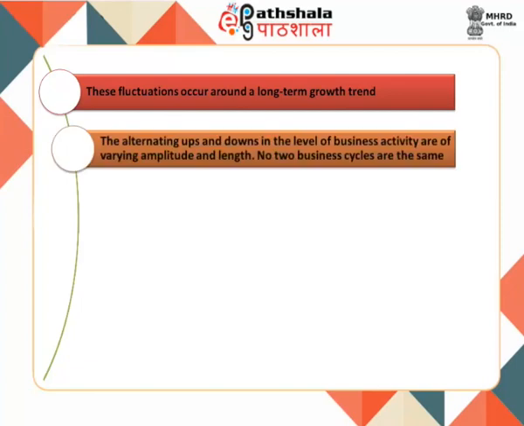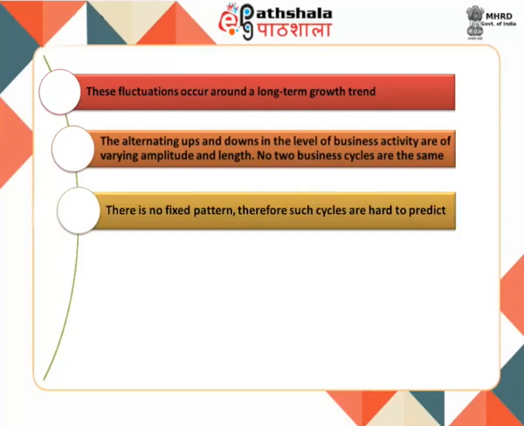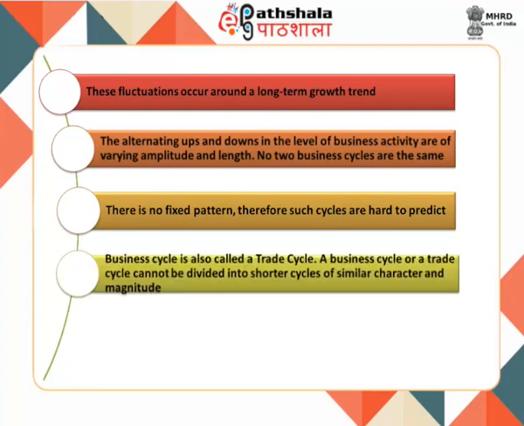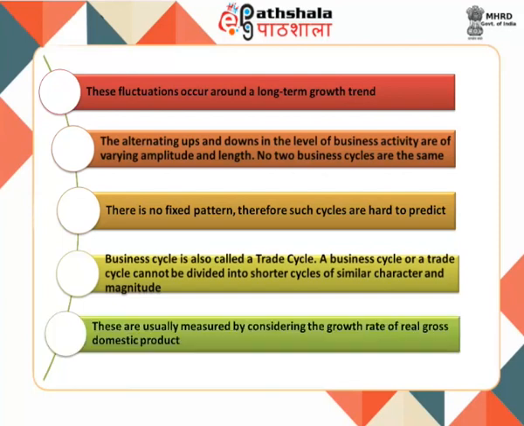The alternating ups and downs in the level of business activity are of varying amplitude and length. No two business cycles are the same. There is no fixed pattern, and therefore such cycles are hard to predict. Business cycle is also called a trade cycle. A business cycle or a trade cycle cannot be divided into shorter cycles of similar character and magnitude. These are usually measured by considering the growth rate of real gross domestic product.